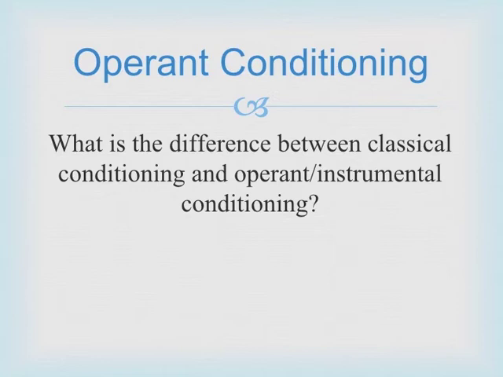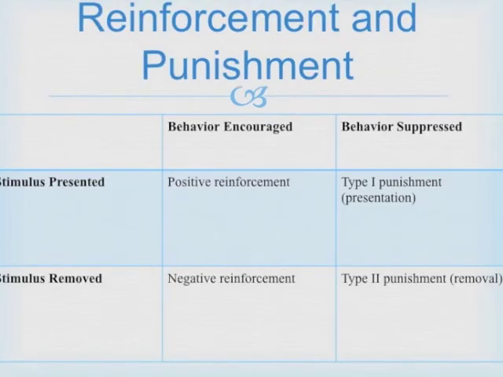Whereas in operant conditioning, the response happens in order to get the stimulus. As we'll see in a moment, it has to do with reinforcement and punishment. So a person engages in a behavior to avoid punishment or to get a reinforcement. So some key stimuli are reinforcement and punishment.